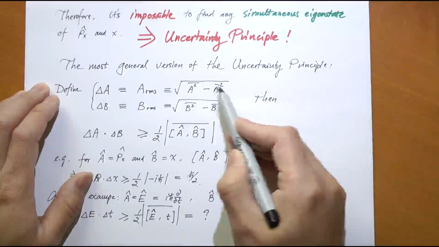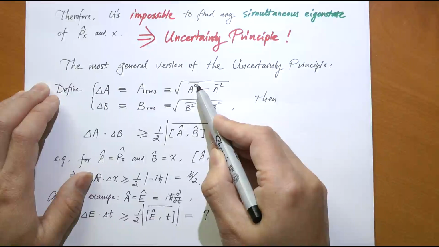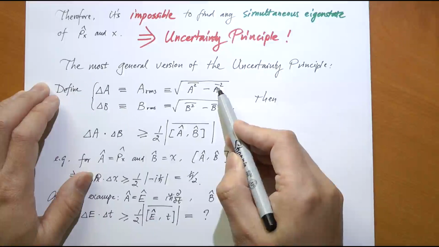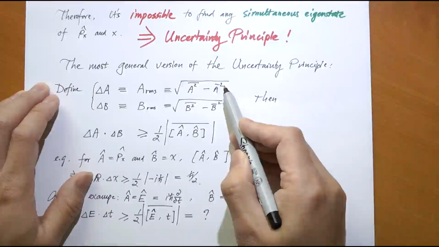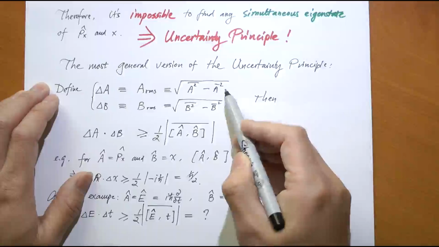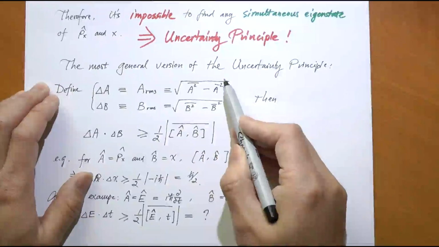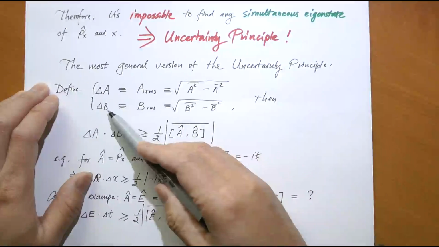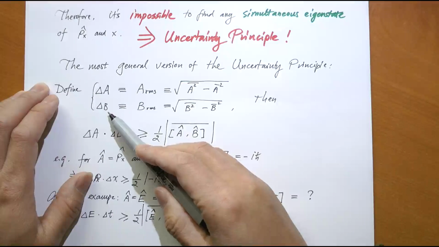So these are two different things. Here you have to square it first, and then you take the mean value. Here you have to take the mean value first, and then you square it. So they're not necessarily the same. Okay, the difference, take the square root, is called the RMS value. You do the same thing for B. So you have that.